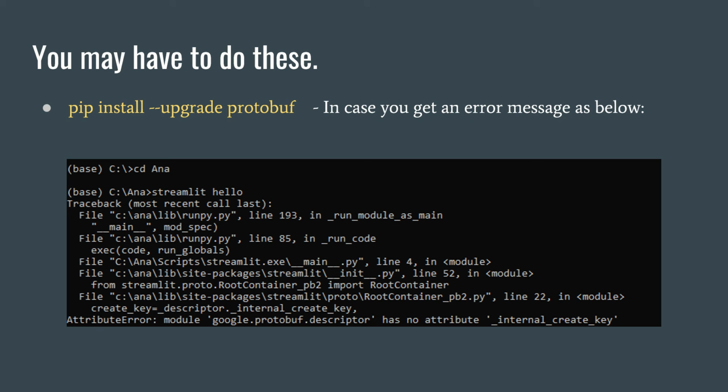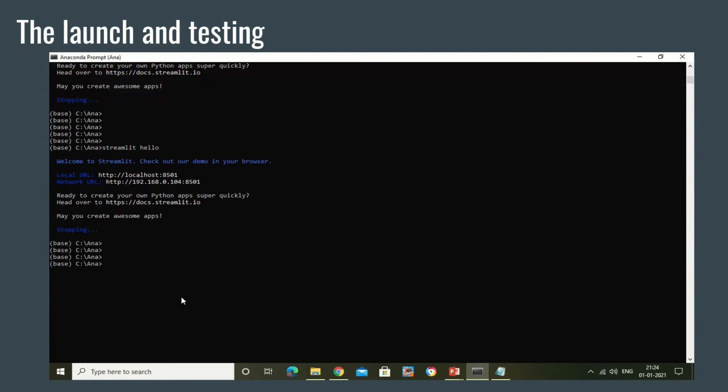I'll tell you how to launch it. The command to upgrade protobuf is pip install --upgrade protobuf. Remember this, you should not forget this. Right. In case you get the error, you issue this. Now what are we going to do? We are going to launch. We are going to stay with Streamlit for the first time right now, and it's very easy.